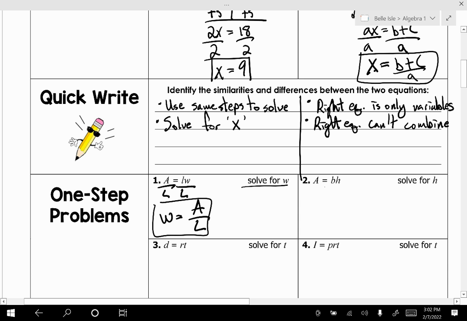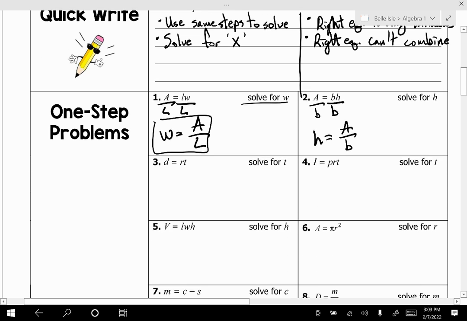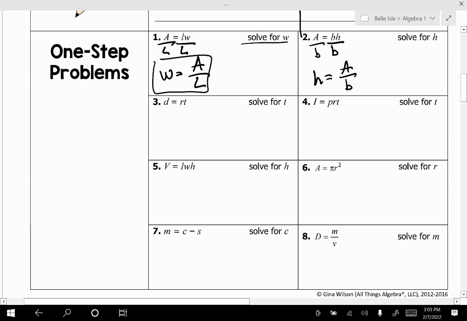Okay, this is area equals base times height. Typically you use base because we're using a parallelogram. Okay, so we are going to divide both sides by b, which is going to be h equals a over b.